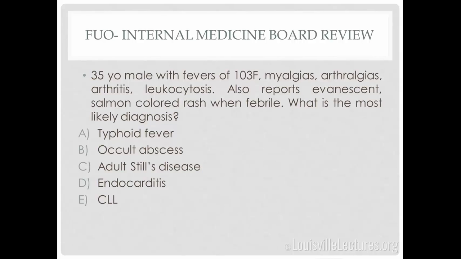Okay, so let's go to the next one. This is a 35-year-old male. He's got fevers of 103, myalgias, arthralgias, and arthritis, and also leukocytosis. But then he reports this evanescent salmon-colored rash, especially when he's febrile. What is the most likely diagnosis? Is this typhoid fever? Is this an occult abscess? Is this adult Still's, endocarditis, or CLL?